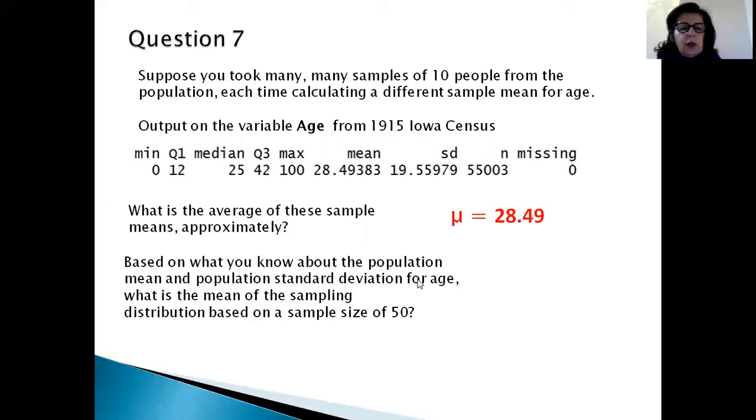Based on what you know about the population mean and population standard deviation for age, what is the mean of the sampling distribution based on a sample size of 50? The previous one was samples of 10. This one is samples of 50. Do you think it would be different? It wouldn't. It would be the same mean.